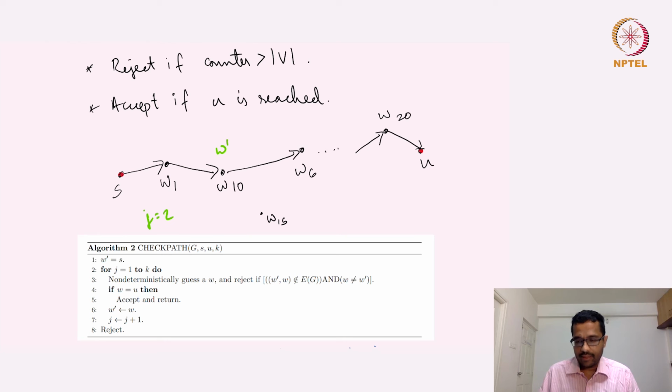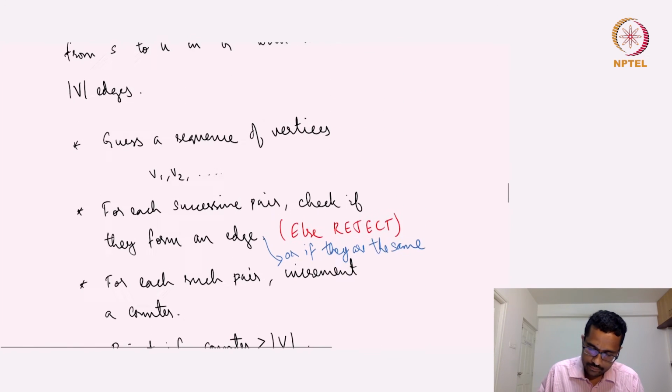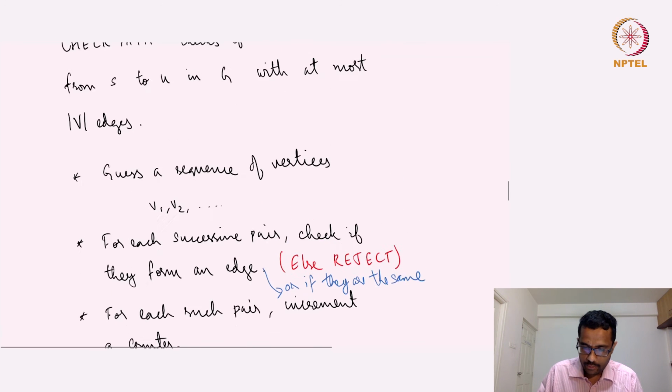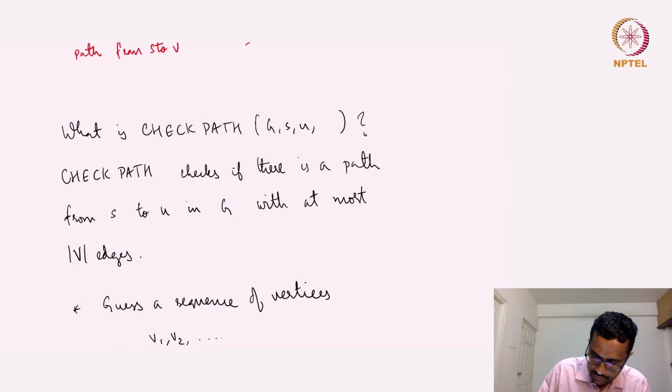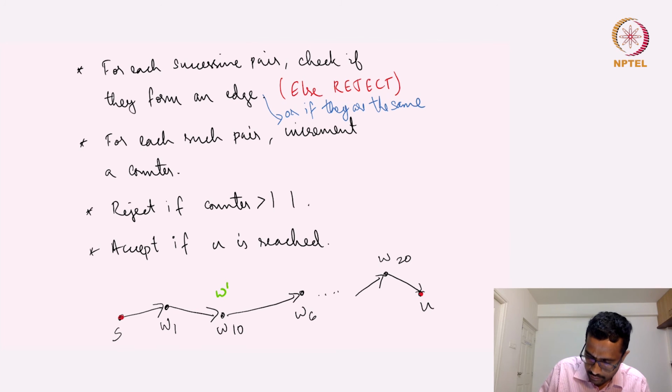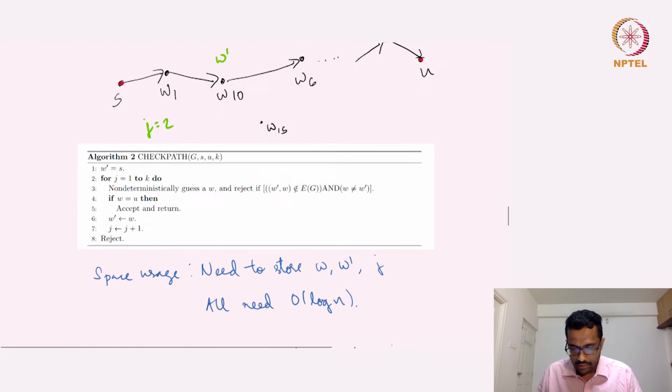We non-deterministically guess the next vertex and keep moving ahead. If there is a path of length at most k, we will find it. The algorithm checks the path from S to U, and rejects if the counter becomes greater than k. When the counter becomes greater than k, we are exceeding the limit, so we stop. This is all that we do.